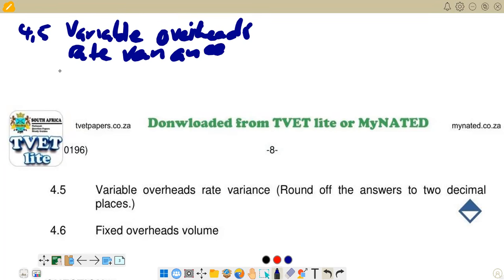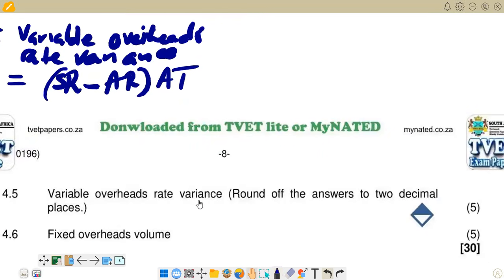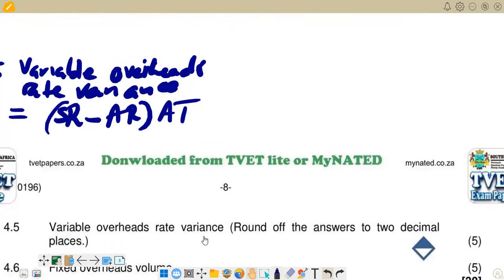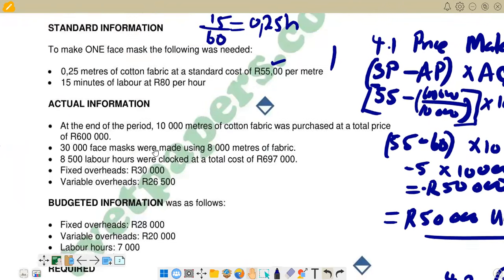And obviously we are going to start with the formula there. For the variable overheads rate variance, we are going to use the formula standard rate minus actual rate, and then we multiply by actual time. So we can use that one, and then we go back to the question, try to find out what we have in terms of the variable overheads, in terms of the standard rates, and then the actual rates, and then we also have actual time. So if you come here, go to the table that we have there, the information that we are given.